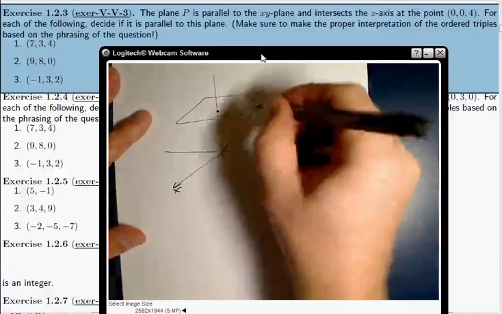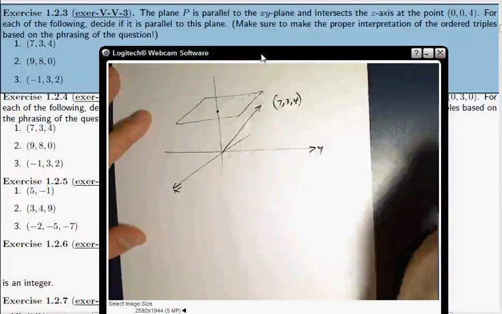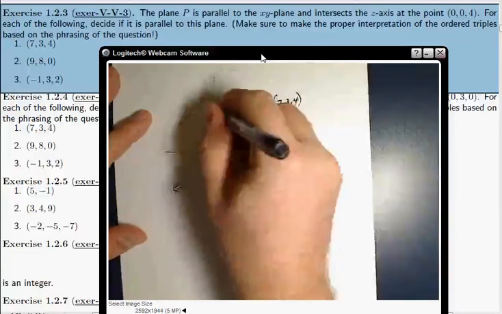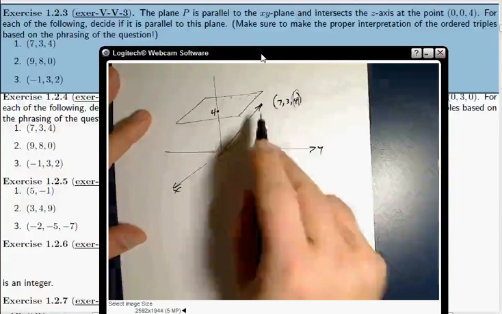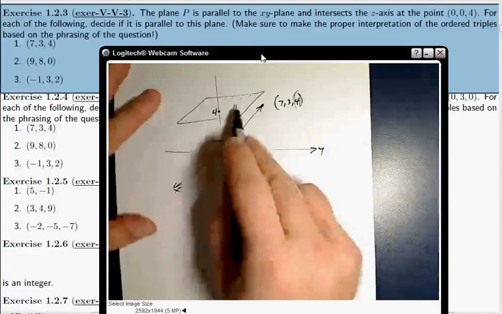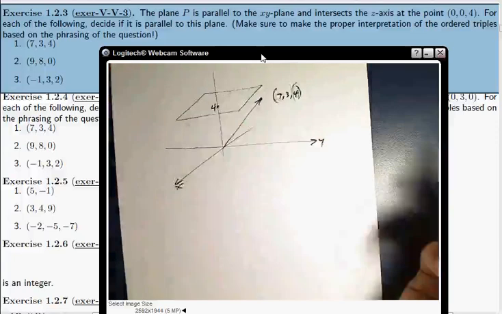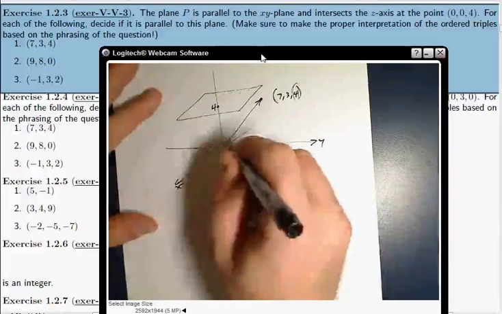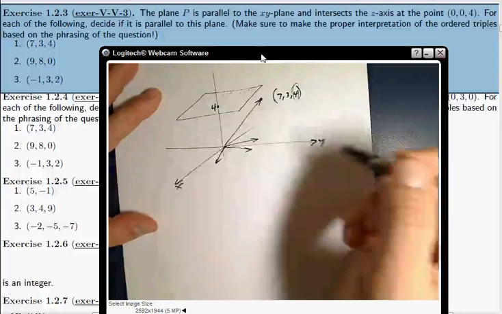Now it's tempting to say that 7, 3, 4, you're like, oh, hey, 4. Well, that was 4. This is a 4. Hey, that point is in the plane, but that's not parallel, right? What we're looking for is vectors that are like this plane, parallel to the xy plane. In other words, horizontal. So specifically, any vector that's horizontal.